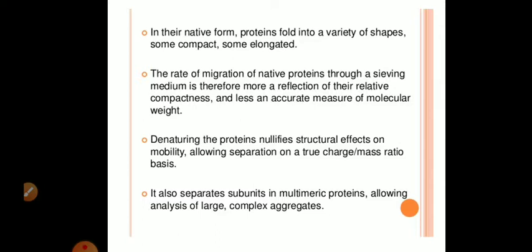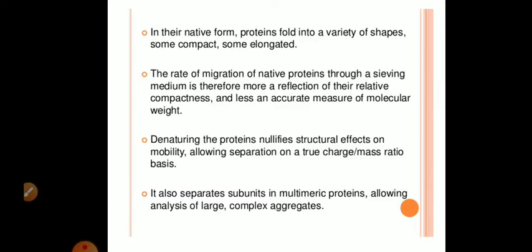Now, most of the proteins are multimeric. That means they are made up of one or more subunits or one or more polypeptide chains. The one or more polypeptide chains present in a protein are held together by hydrogen bonding, disulfide bridges, and hydrophobic associations. And these subunits need to be separated from each other before performing electrophoresis.